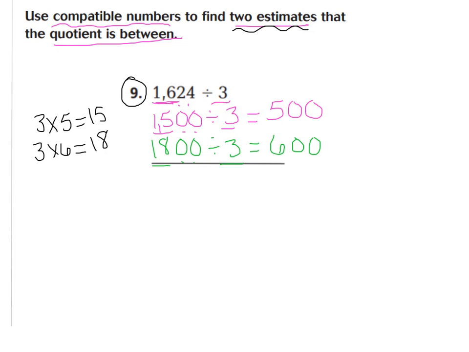What are the two numbers? The two estimates that the quotient is in between? The quotient, the actual answer for 1,624 divided by 3 will be between 500 and 600. Those are the two numbers that our answer to this will be between.